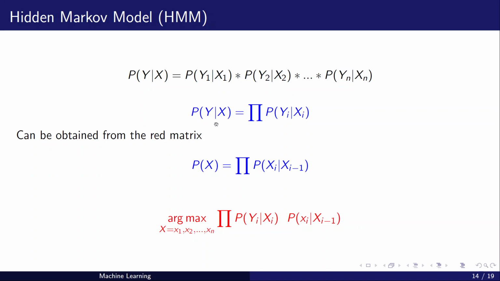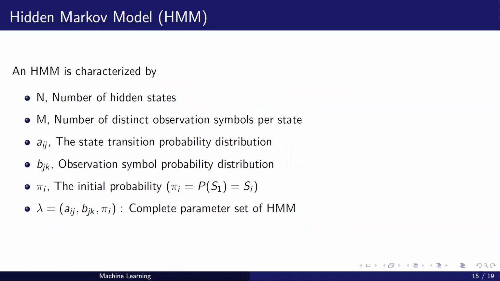So we have two values here, p of y given x and p of x. What we would like to find out is p of x comma y. P of x comma y is argmax over x equal to x1, x2, etc. xn of the product of p of yi given xi, this value, and p of xi given xi minus 1, this value. So a product of these two terms. So this is the output of the hidden Markov model.